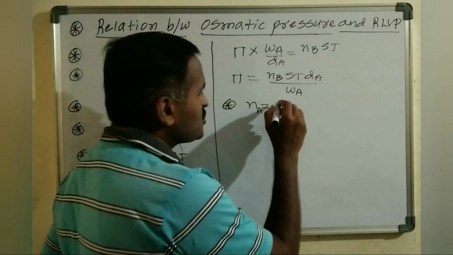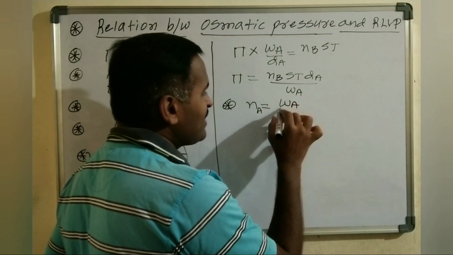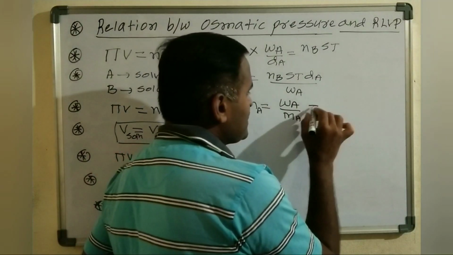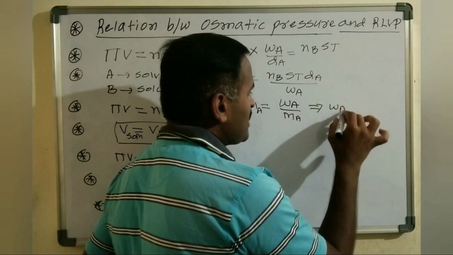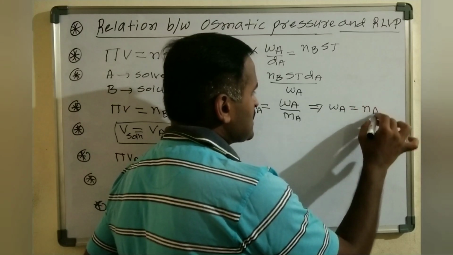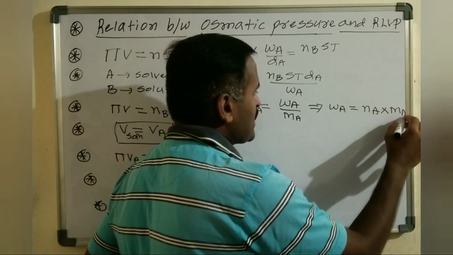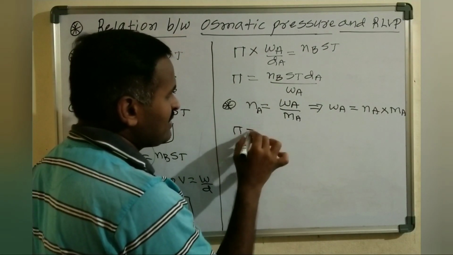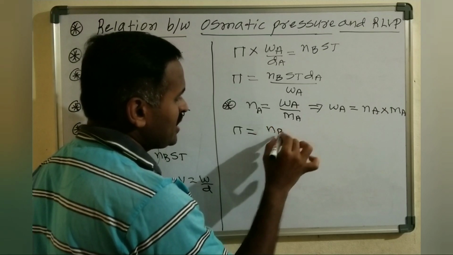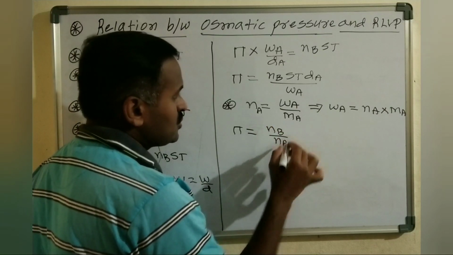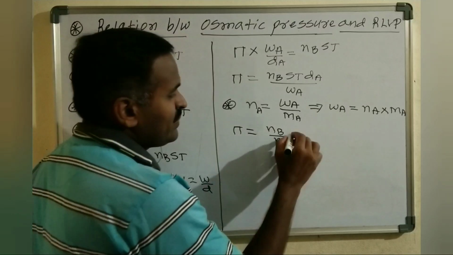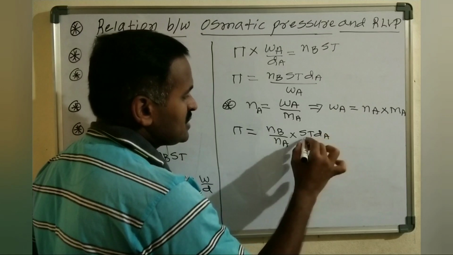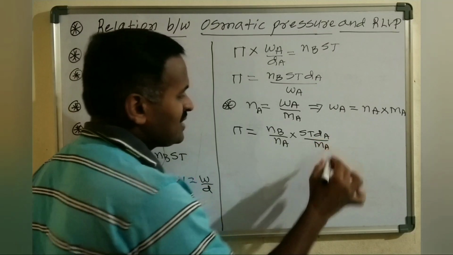For the solvent, Na equals the weight of solvent divided by the molecular weight of solvent. If we make the weight of solvent the subject of the formula, Wa = Na into Ma. Substituting this Wa in the above equation, I will write π = Nb divided by Na into ST dA divided by Ma, the molecular mass of the solvent.